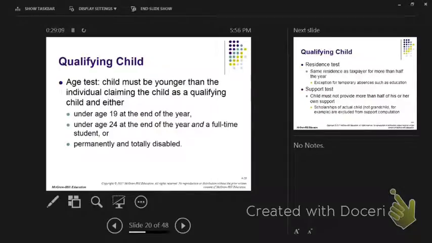All right, permanently and totally disabled. If you are permanently or totally disabled at any point and you live with somebody or you're in another facility and you're being fully supported, then you can always be claimed as a dependent.